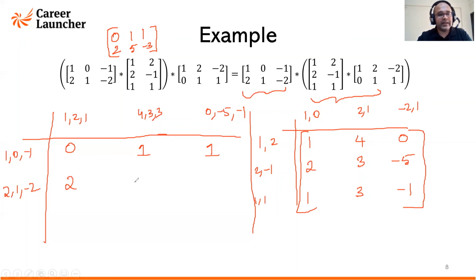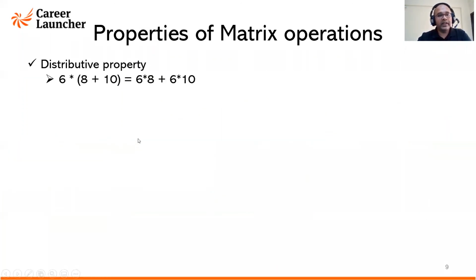4 2s are 8 plus 3. 8 plus 3 is 11. 11 minus 6. 11 minus 6 is 5. And the next one is negative 5, positive 2. It is negative 3. So you can clearly see the right hand side is the same number. So this property holds true, right? Fine, let's move on. Next, the last thing is distributive property.